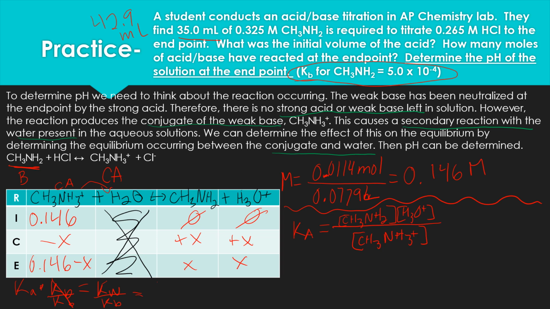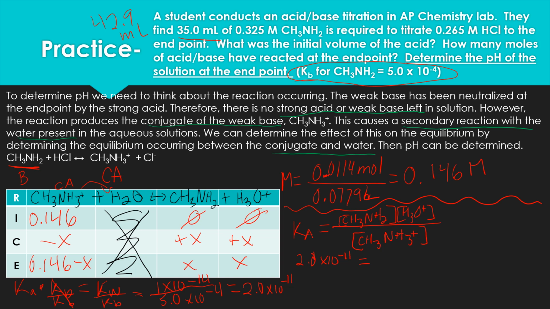So our Kw value is 1 times 10 to the negative 14th divided by our Kb that's given at the top, 5.0 times 10 to the negative 4th. So we get 1 times 10 to the negative 14th divided by 5 times 10 to the negative 4, and we get 2.0 times 10 to the negative 11th. So that's what we want to plug in for Ka.